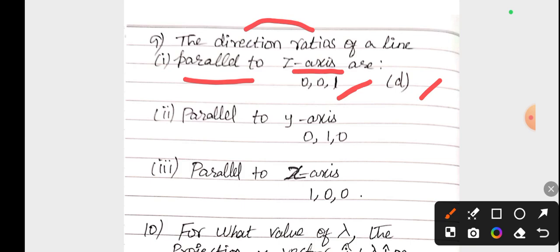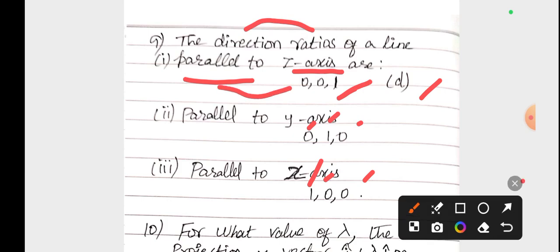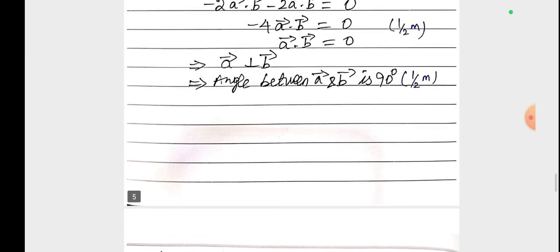Parallel to the y-axis, I hope you know, it is 0, 1, 0 they've asked. Parallel to the x-axis is 1, 0, 0. I hope you know, children. In the board exam, one time they've asked for the z-axis; they could ask the same for the y-axis or x-axis, we can't predict. So I hope you understand: direction cosines for perpendicular to two axes, and direction ratios for parallel to a single axis. Now we are talking about the eighth question.